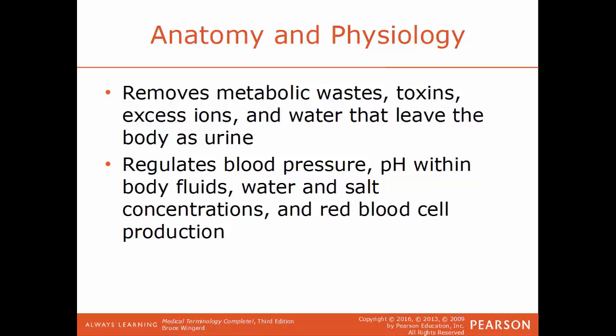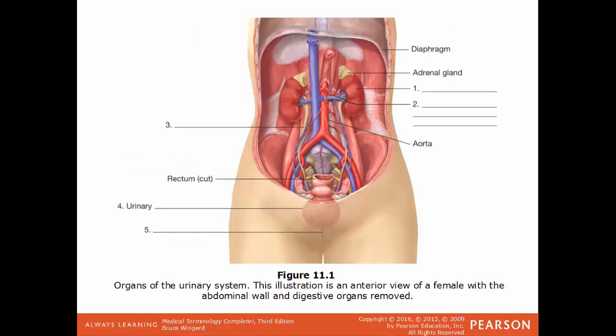The system also helps to regulate blood pressure, the pH within body fluids, the concentrations of water and salt within the body, and also helps to regulate the production of red blood cells. In this illustration, we have the organs of the system. We have the two kidneys here, right kidney, left kidney. And then from there you have the ureters, trailing from each, going to the urinary bladder, then out the urethra.